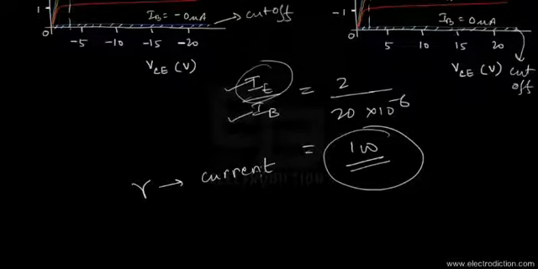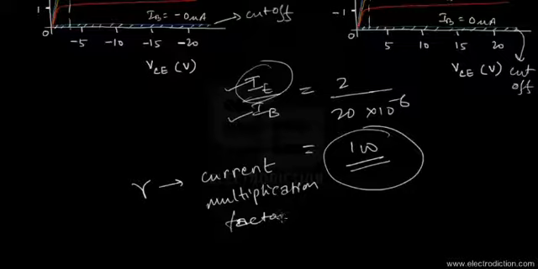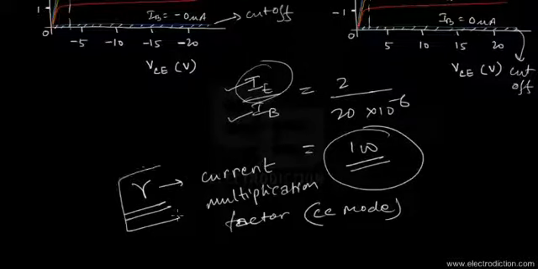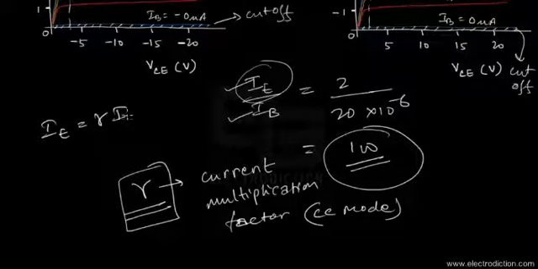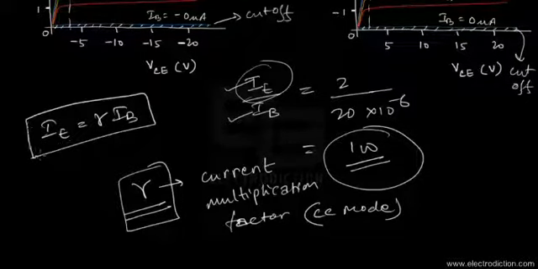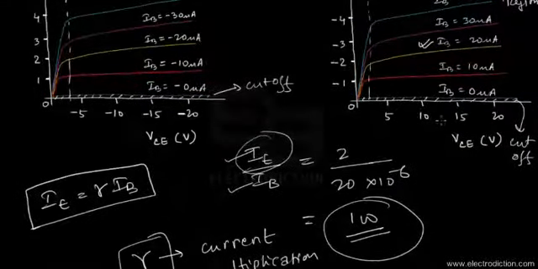So I'm just going to write that down over here. This is the current multiplication factor for the CC mode. With this data, you can reflect upon it. We can write that as IE equals gamma times IB. We can use this relationship in order to solve numerical problems on the common collector mode of operation.